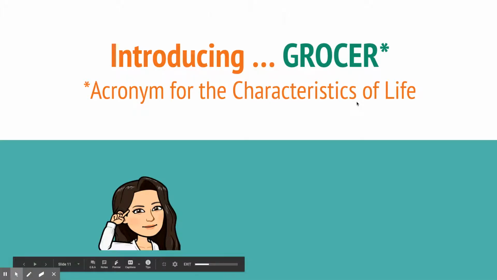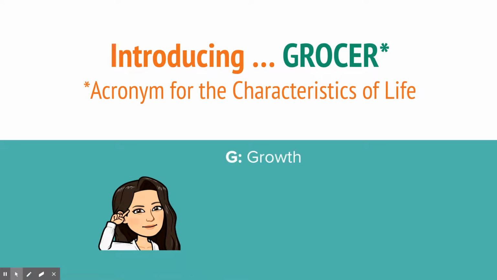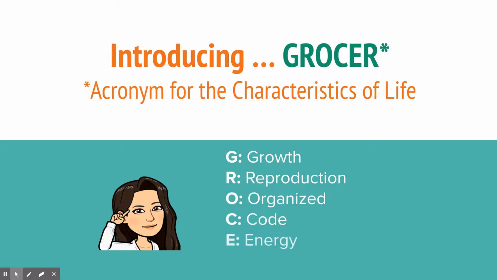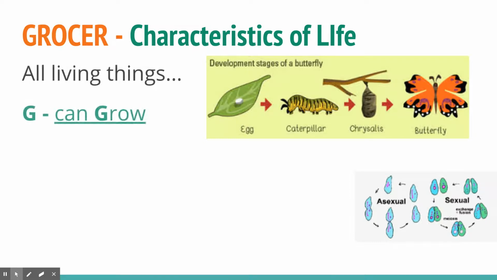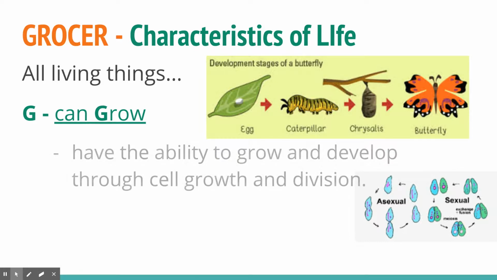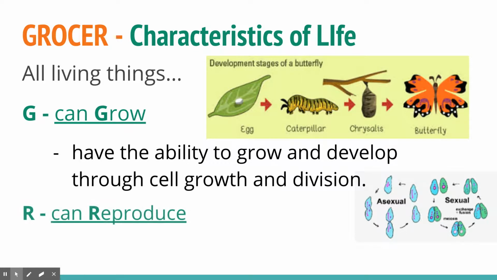So GROCHER is the acronym that we use to explain the different characteristics of life. G stands for growth, R is for reproduction, O is for organize, C for code, E for energy, and the last R, or the second R, is response to change. So all living things can grow. So from turning into an egg to a caterpillar, chrysalis, and then a butterfly, and then can reproduce.